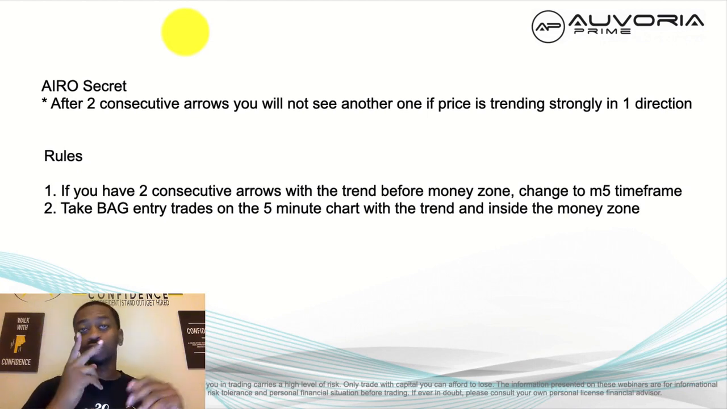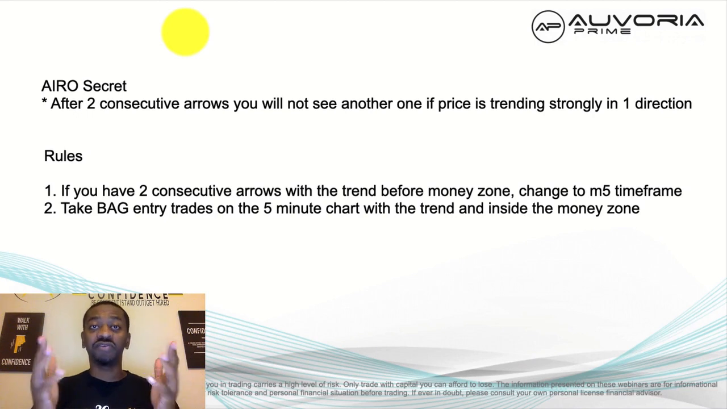All right. So the rules are simple. There's only 2 rules. Number 1, if you have 2 consecutive arrows with the trend before the money zone of the day you're trading, then change the time frame to M5 or the 5-minute time frame. As you guys know, the main strategy, the bag entry strategy, we trade on the M15 chart, the 15-minute chart. So what you want to do is change to the 5-minute chart if, by the time the money zone shows for the day that you're looking to trade, you've already had 2 consecutive arrows in that one direction, and then follow rule number 2.